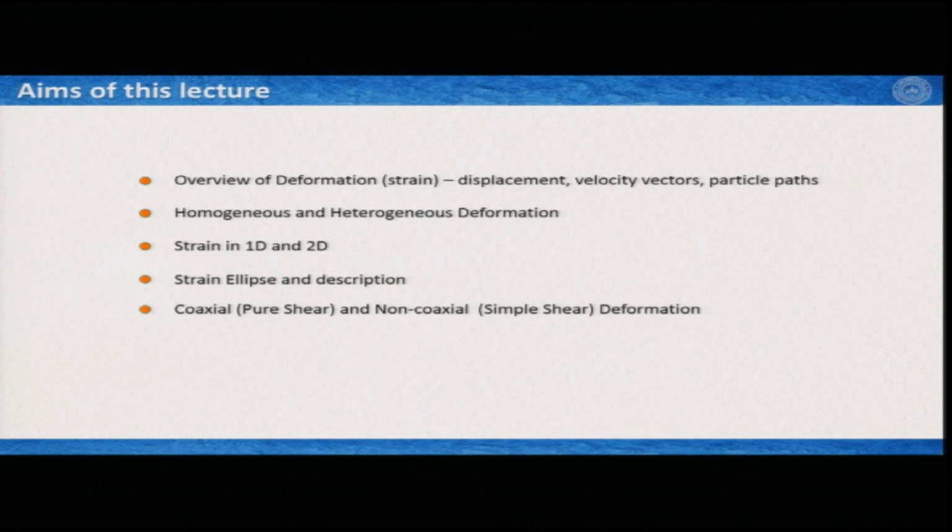The topics we will learn today are mostly an overview of deformation, or what is strain. Then we will look at displacement, velocity vectors, particle paths, etc. We will have some basic understanding of homogeneous and heterogeneous deformation. We have learnt it before, but we will learn it in a different way today. Then we will look at strain in 1 dimension and 2 dimensions. We will look at the strain ellipse and its descriptions. And finally, we will conclude this lecture with coaxial or pure shear and non-coaxial or simple shear deformation.